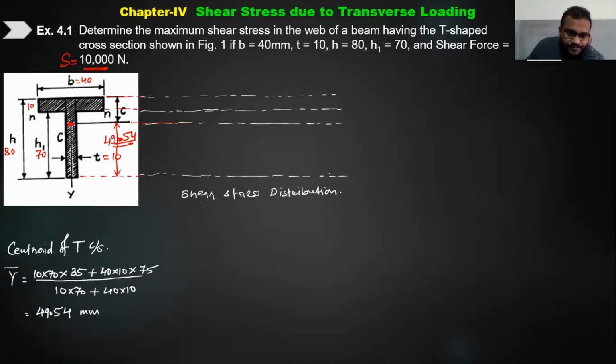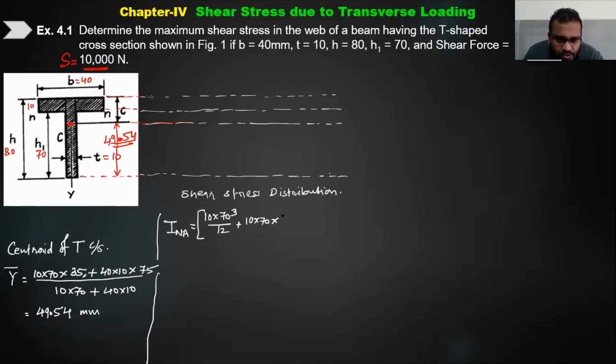कैन यू गिव मी द इनर्शिया वैल्यू? इनर्शिया अबाउट न्यूट्रल एक्सिस, ये तो लगेगा ना हमें फाइंड करने के लिए। तो इनर्शिया अबाउट न्यूट्रल एक्सिस कैसे फाइंड करेंगे? तो पहला जो इनर्शिया है वो क्या है? 10 into 70 क्यूब बाय 12, और उसको शिफ्ट कहाँ पे करेंगे? 10 into 70, उसका लोकेशन था 35 पे, बट हमें चाहिए 49.54 पे। तो सिंपली 49.54 माइनस 35 का स्क्वायर। ये हो गया पहले रेक्टेंगल का। दूसरे रेक्टेंगल का क्या? 40 into 10 क्यूब बाय 12, वो 40 into 10 एरिया, उसका लोकेशन था 75 पे, हमें चाहिए 49 पे। तो 49.54 को माइनस करो स्क्वायर। ये बताओ कितना आया आंसर?